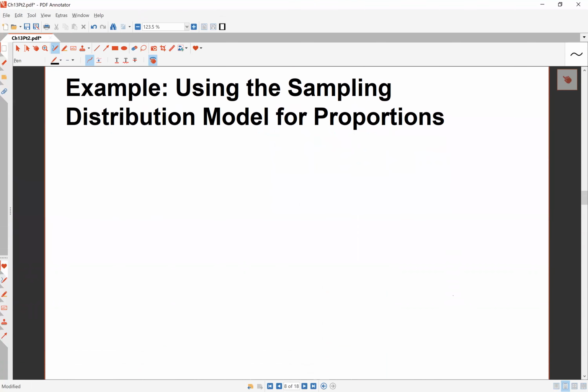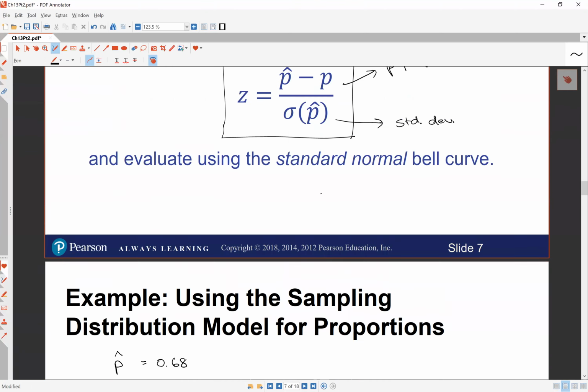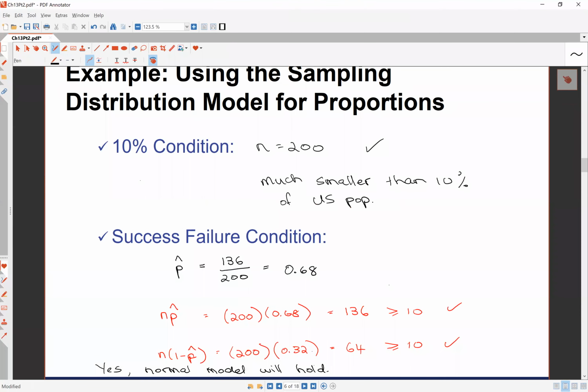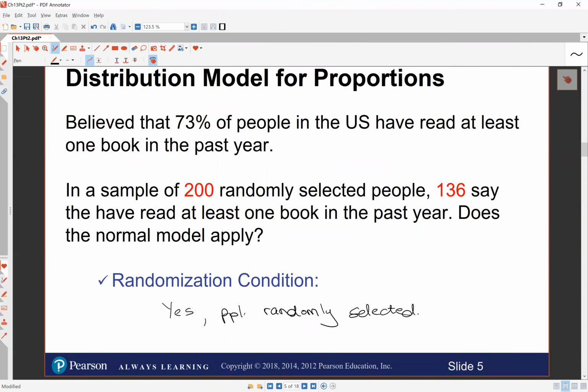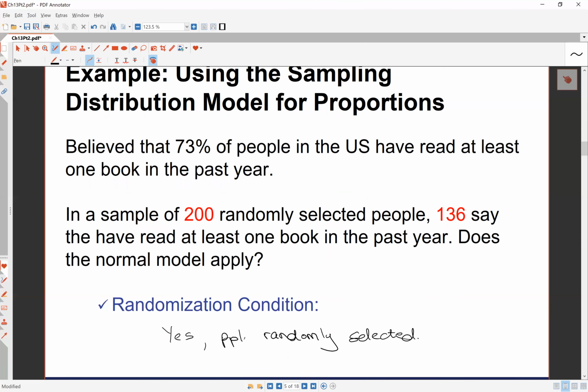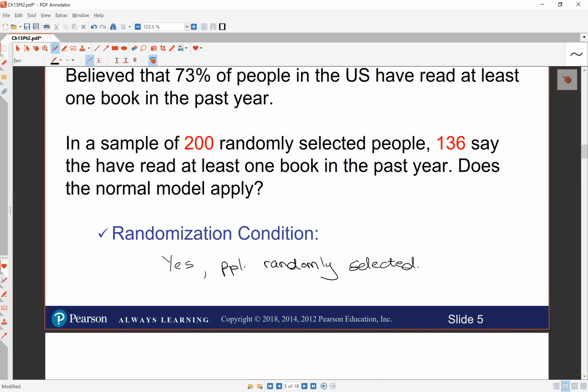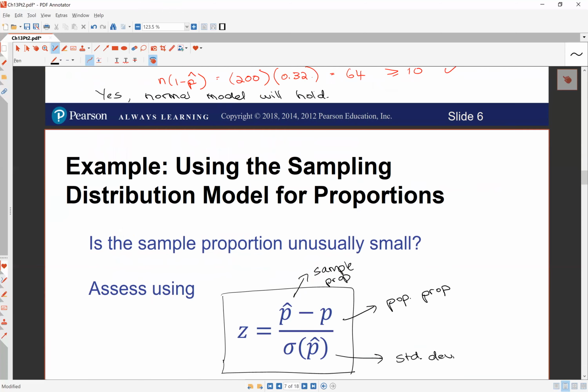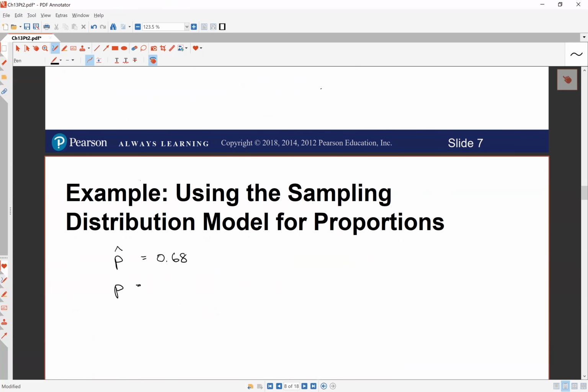So let's do that in this instance. We've already calculated p hat. We know that's equal to 0.68. And we know in our population, sorry, I have to scroll up here for a moment. We know in our population, 73% of people have read at least one book. So this value is 0.73.